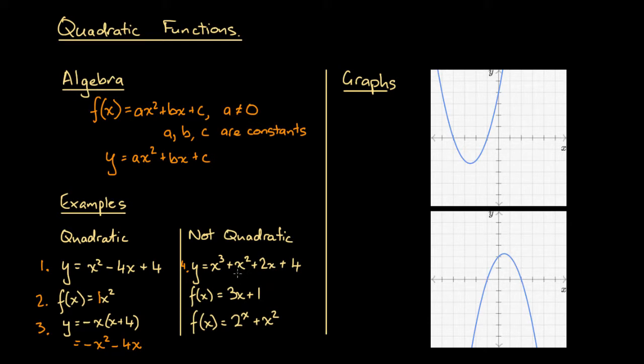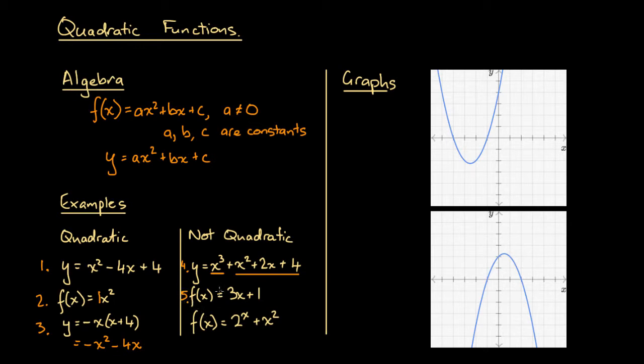Well, you'll note here that in this latter part, we have something resembling our definition, where we have ax squared plus bx plus c, where a equals 1 and b equals 2 and c equals 4. However, we also have an x cubed out the front. And because we have this x cubed out the front, it doesn't resemble this definition completely. So the presence of this x cubed in this equation means that this is not a quadratic function.